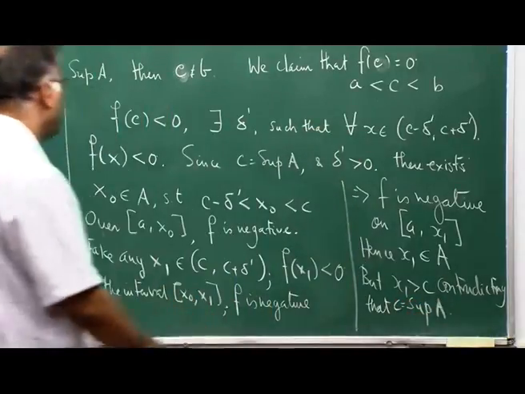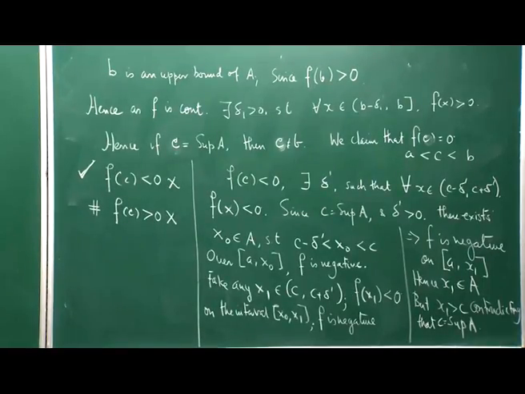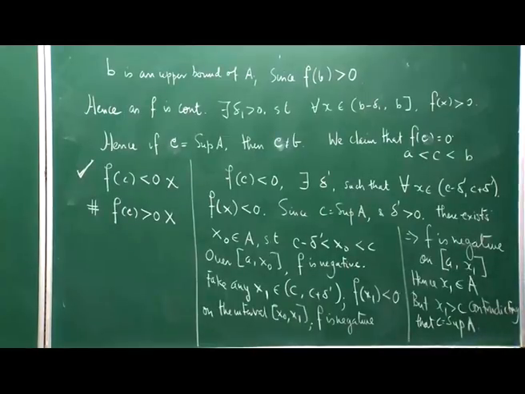In a similar way you can argue for the other case too, that f of c cannot be strictly bigger than 0. If f of c is strictly greater than 0, what would happen? You have to argue from the other side, from the b side. I leave that argument to you. So we have essentially shown that these things cannot happen, which means that f of c must be equal to 0.